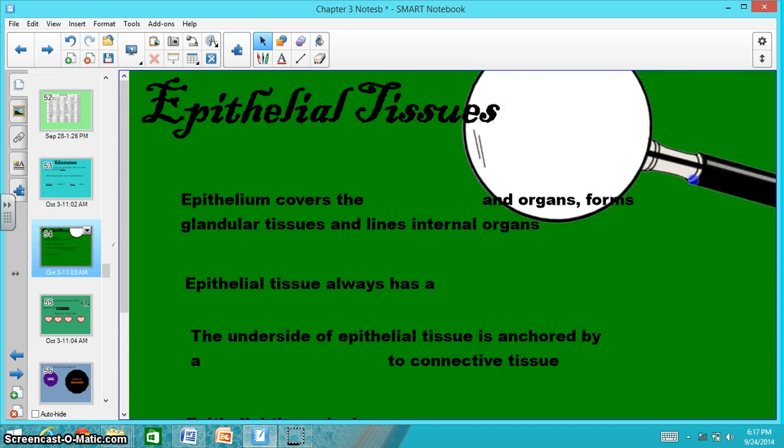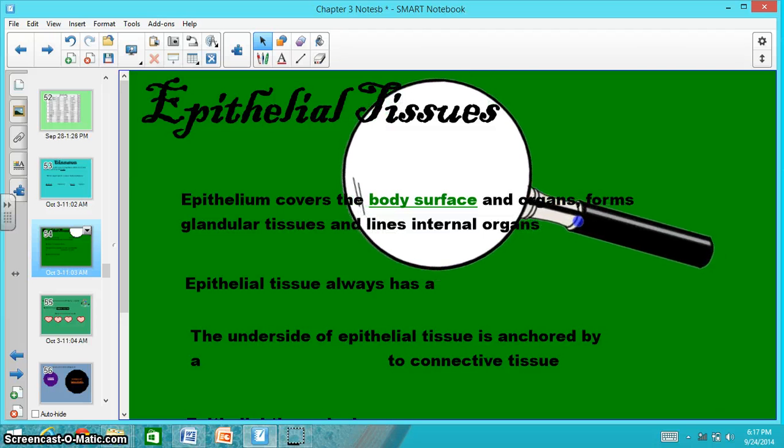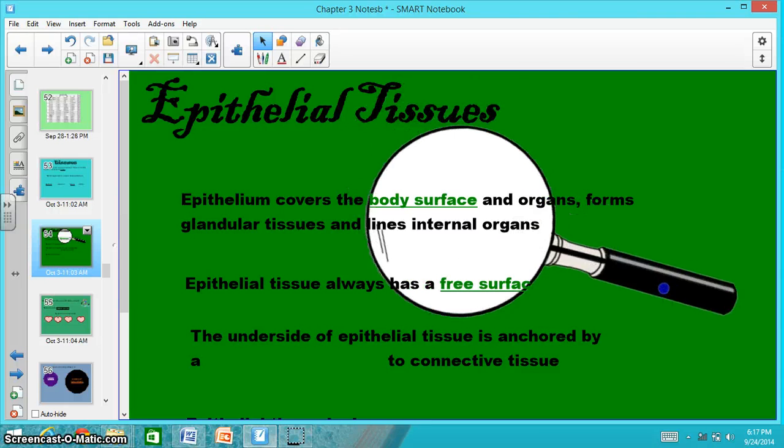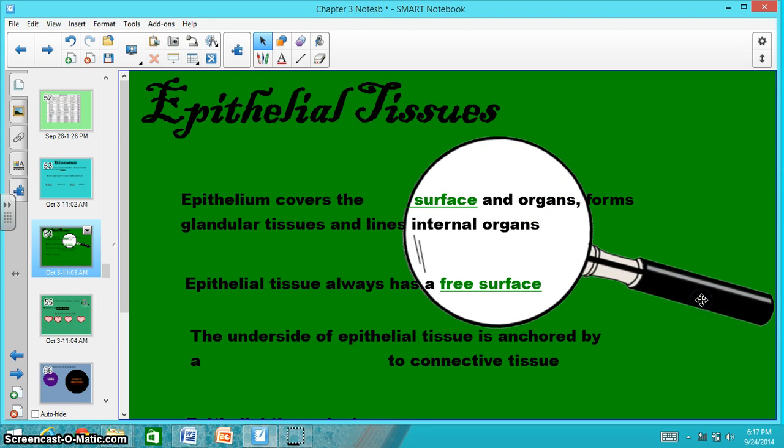So to begin with, epithelial tissues are found all throughout the body. They cover your body's surface, so your skin is made up of epithelial tissues. They cover organs, they help form your glands. They also line your internal organs. One characteristic that is unique to epithelial tissues is that they always have a free surface. One side of their cells, whether it's one layer or multiple layers, is going to be attached to something, and the other side is open. Whether it's open to the outside of your body or to the inside of your stomach, that's the free surface. It might be in contact with fluid, but it's not attached to any other type of cell.